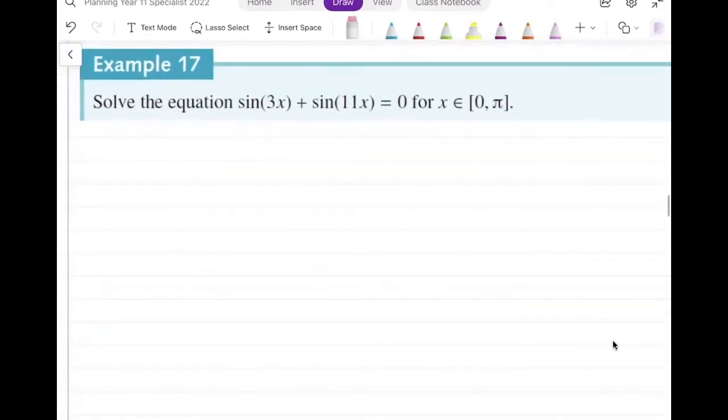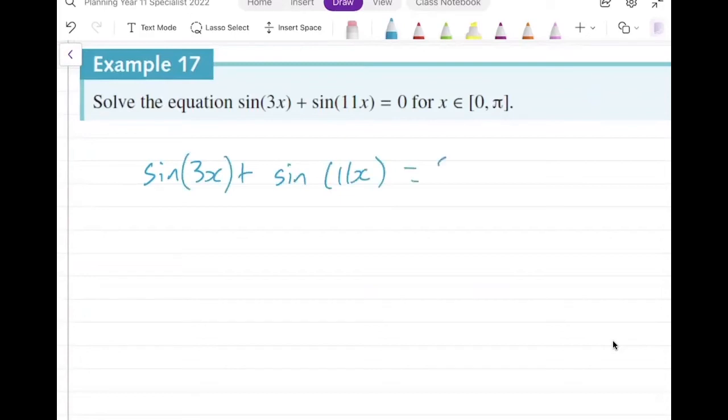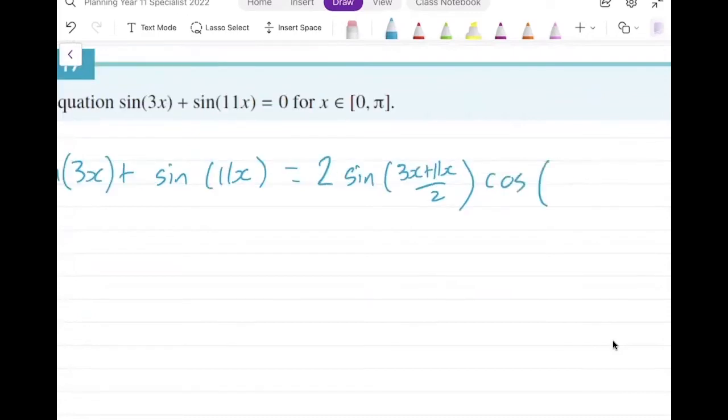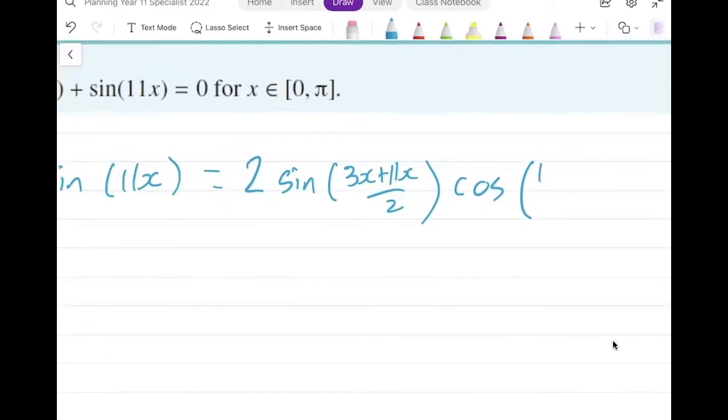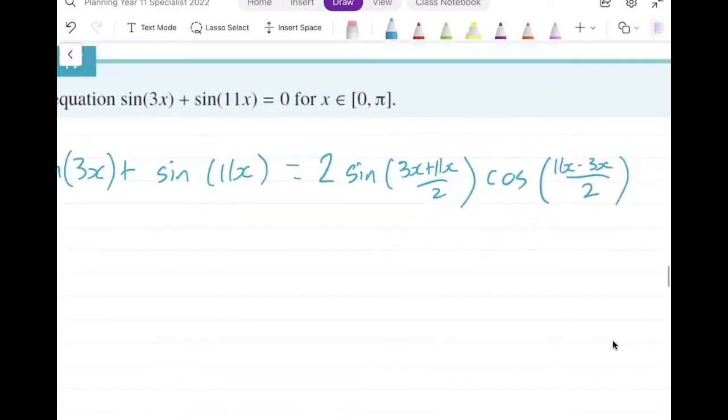The final question here for example 17 is to solve this equation here. So this is going to be sine of 3x plus sine of 11x. Now, just like before, this is going to become 2 sine, I add the two angles first. So this is going to be 3x plus 11x divided by 2, cosine, and I'm going to subtract my angles. In this case, I'm just finding the difference, so I'm always going to get a positive answer. I could do 3x minus 11x, or I could do 11x minus 3x. Both are fine.